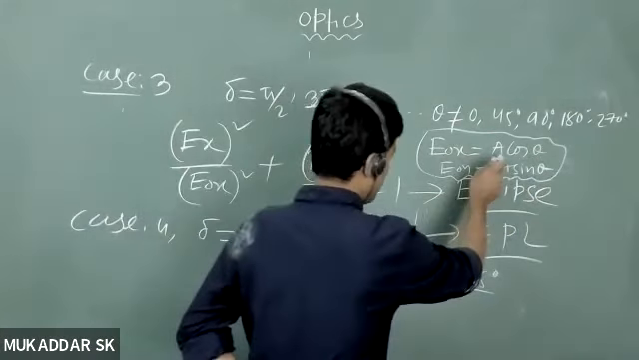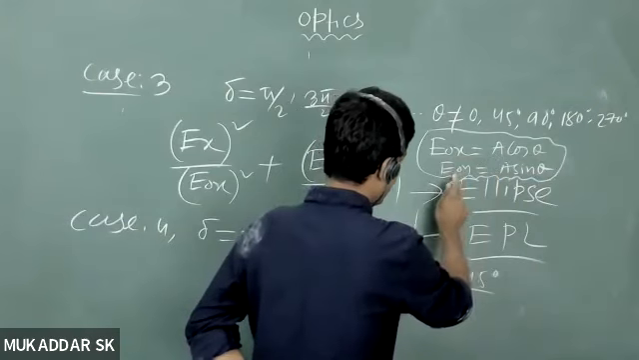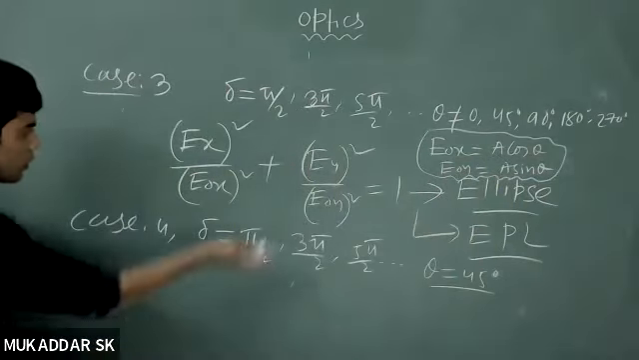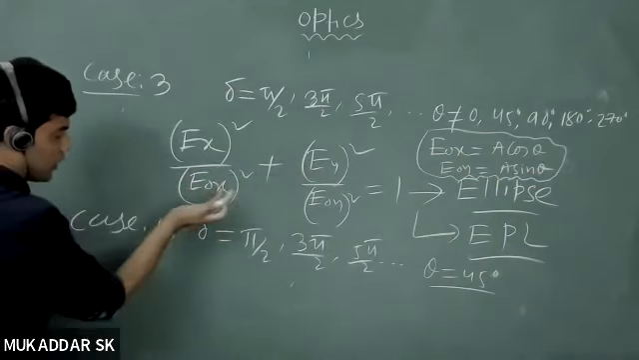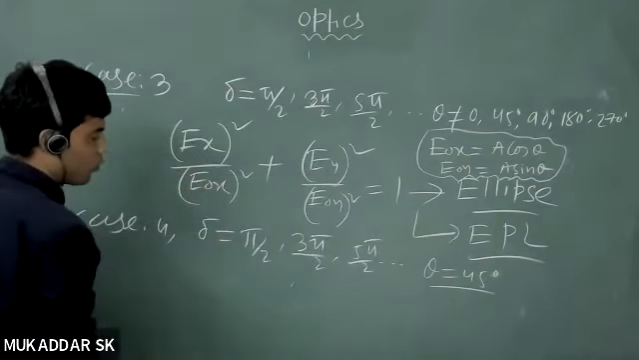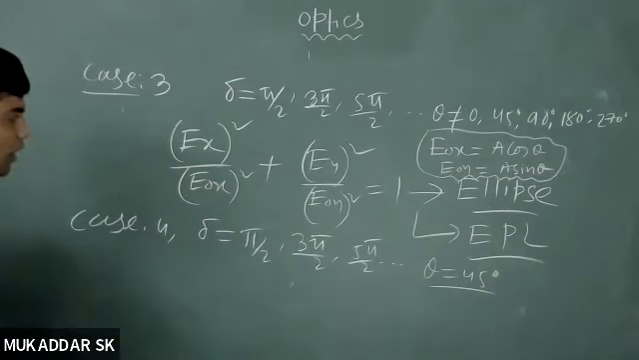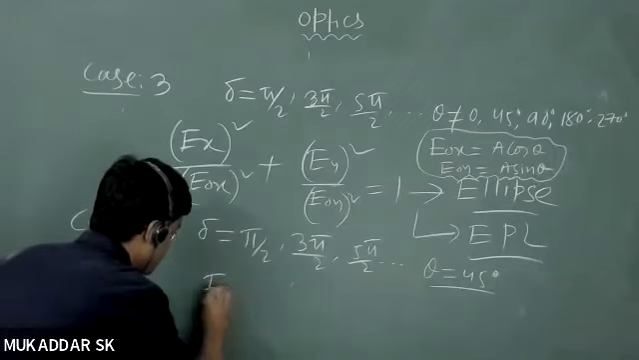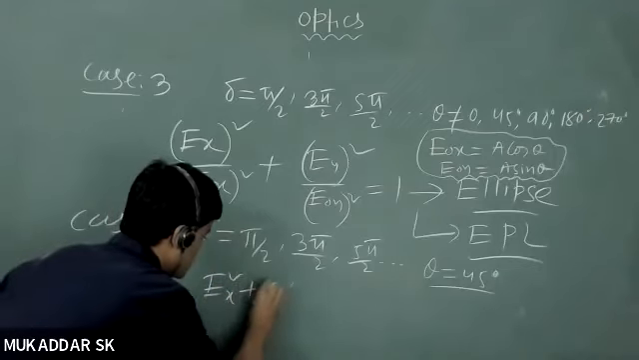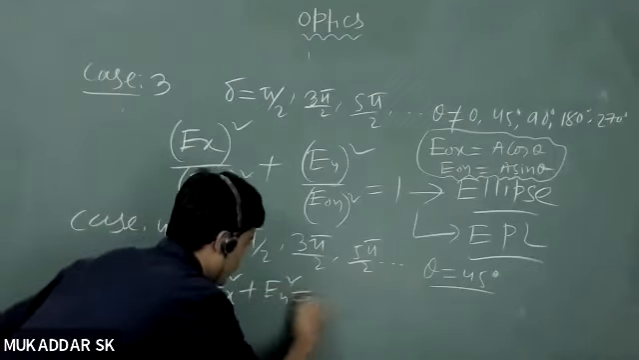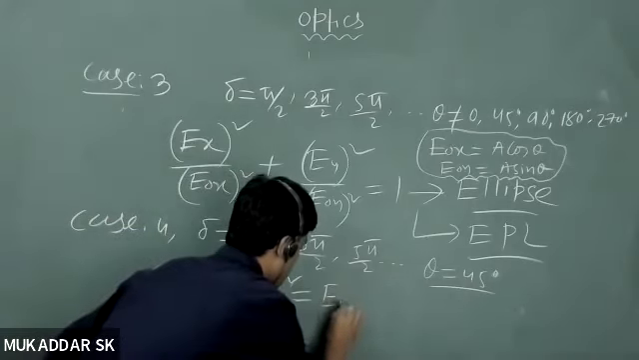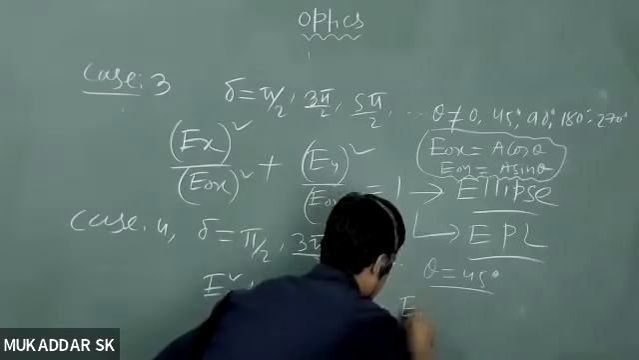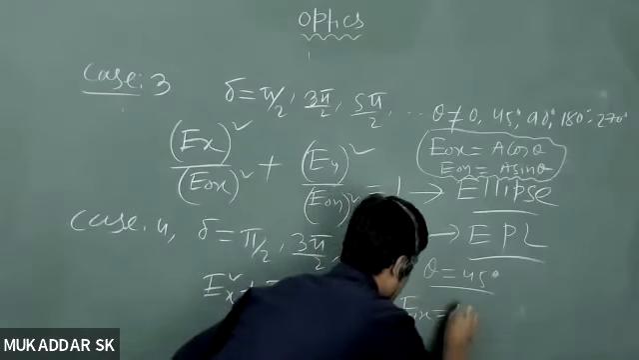Now if you substitute theta equals to 45 degree, what will happen? E naught x will be A by root 2. Again, E naught y will be A by root 2. So although you will get this kind of equation, E naught x and E naught y both are the same. So the equation will be Ex square plus Ey square equals E naught x square, because in this case E naught x is nothing but E naught y.